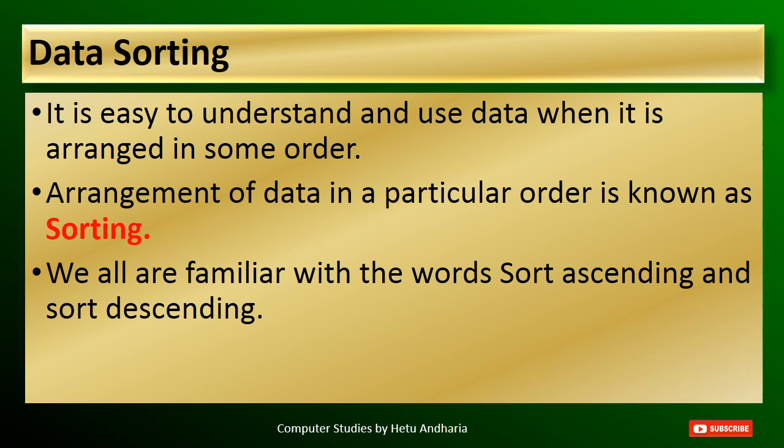We all are familiar with the words sort ascending and sort descending. Sort ascending means A, B, C, D will come on the top, and if we do sort descending, then it will begin from Z. So I will explain all these things practically.